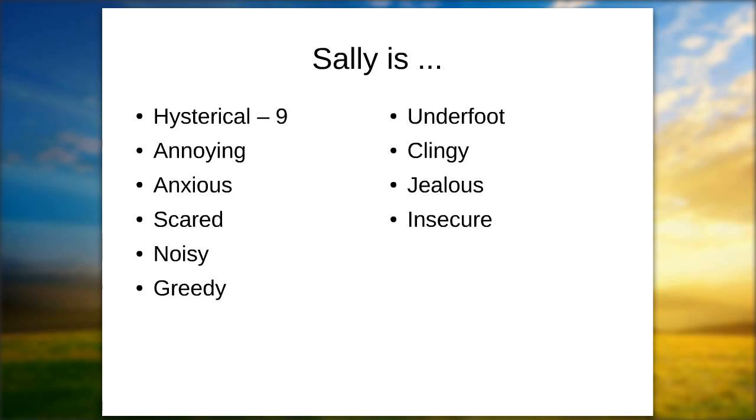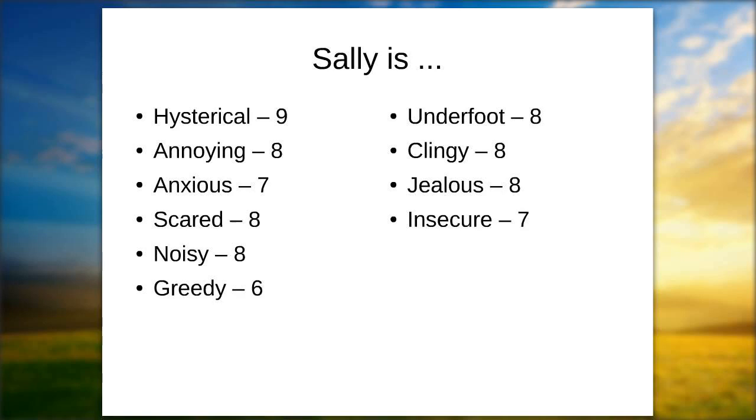The first one was Sally was hysterical, which came out at a 9. Then annoying came out at an 8. Anxious came out at a 7. Scared came out at an 8. Noisy came out at an 8. Greedy came out as an 8. Sally is underfoot came out as an 8. Sally is clingy, an 8. Sally is jealous, an 8. Sally is insecure, a 7.